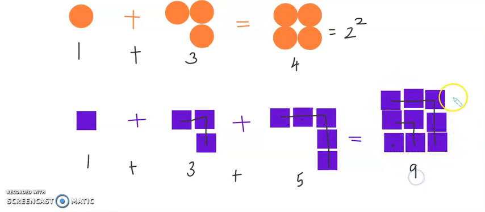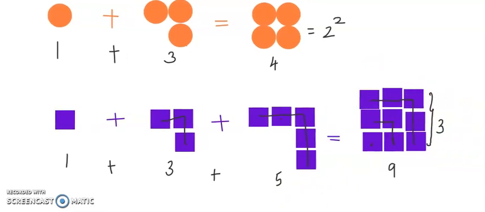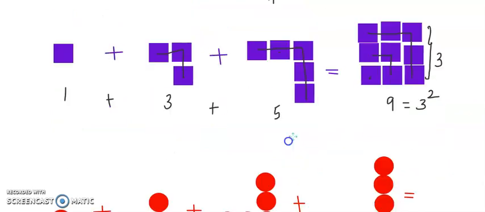Right? As such, if you see, how many squares do I have here? 3. And how many squares do I have here? Yes, 3. So 3 multiplied by 3 is 9. So did I get a perfect square here? 9, which is 3 square, right? Okay. Let's take the next one.